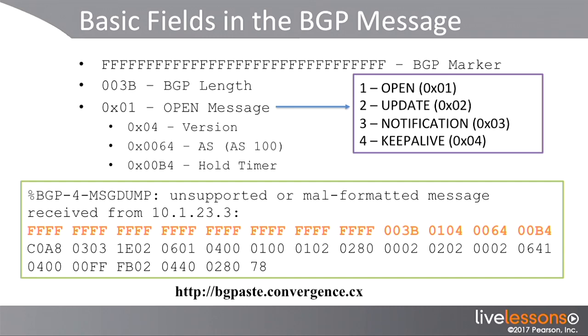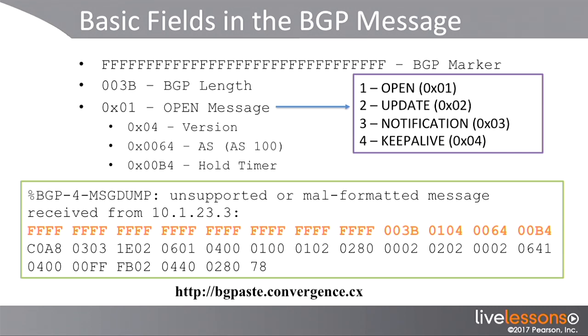Now if you look at the message itself, the first few bytes are the BGP marker. It starts with F, F, F, and so on. After that, 003B gives you the BGP length. Then you have 0104. Out of that, 01 tells you what kind of BGP message that is. Is it an open message? Is it an update message? Notification? Keepalive? Based on this value, you can figure out where exactly you faced the error.